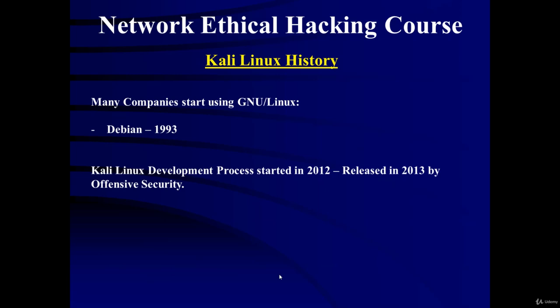Many companies started using GNU Linux, such as Debian, which started in 1993, and our Kali Linux is from the Debian family. Its development process started in 2012 and it was released in 2013 by Offensive Security.